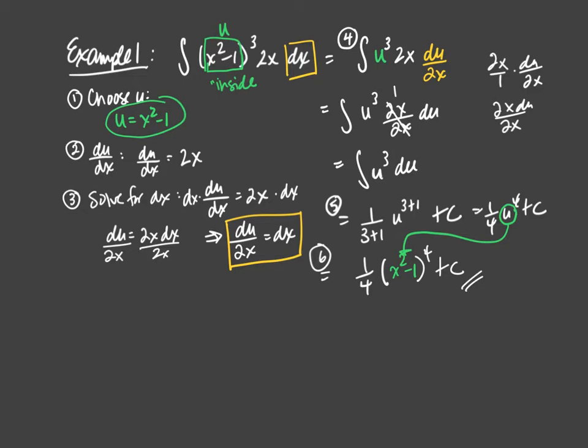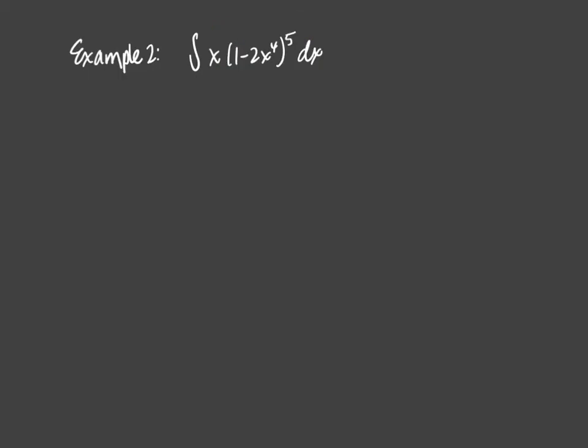Okay, ready for our next example. We have x times the quantity 1 minus 2x to the 4th, to the 5th power, dx. Step 1, choose u. And again, we want to choose what would be the inside. So that's what I'm going to choose.